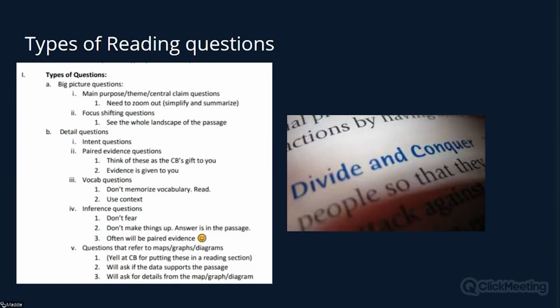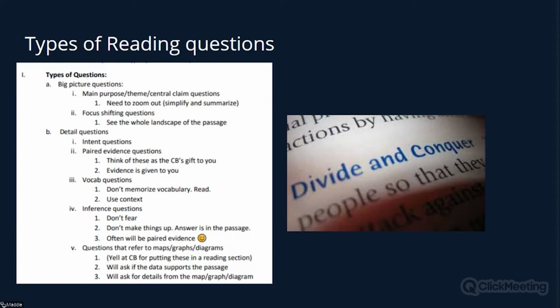So they're going to ask you stuff like, what's the purpose of saying whatever? Why did the author choose to say this? What was the effect that he wanted to bring out when he used either this word or this phrase or something like that?